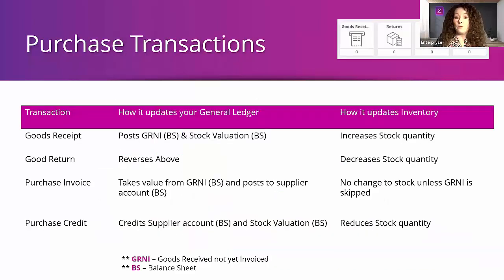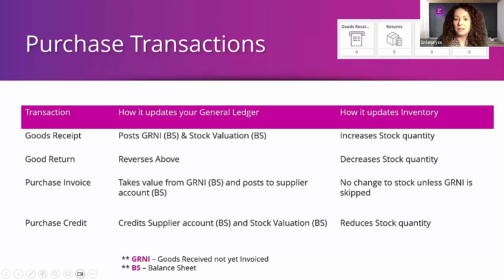So just to give you a quick overview, these are the transactions, again, the ones that we just mentioned on the previous slide, that have an implication for the general ledger. And I just wanted to give you an indication of what they do. So mentioned already, transaction, goods receipt, how it updates your general ledger. It posts to the goods receipt not invoiced, which is on your balance sheet, and the stock account, which is also on your balance sheet.